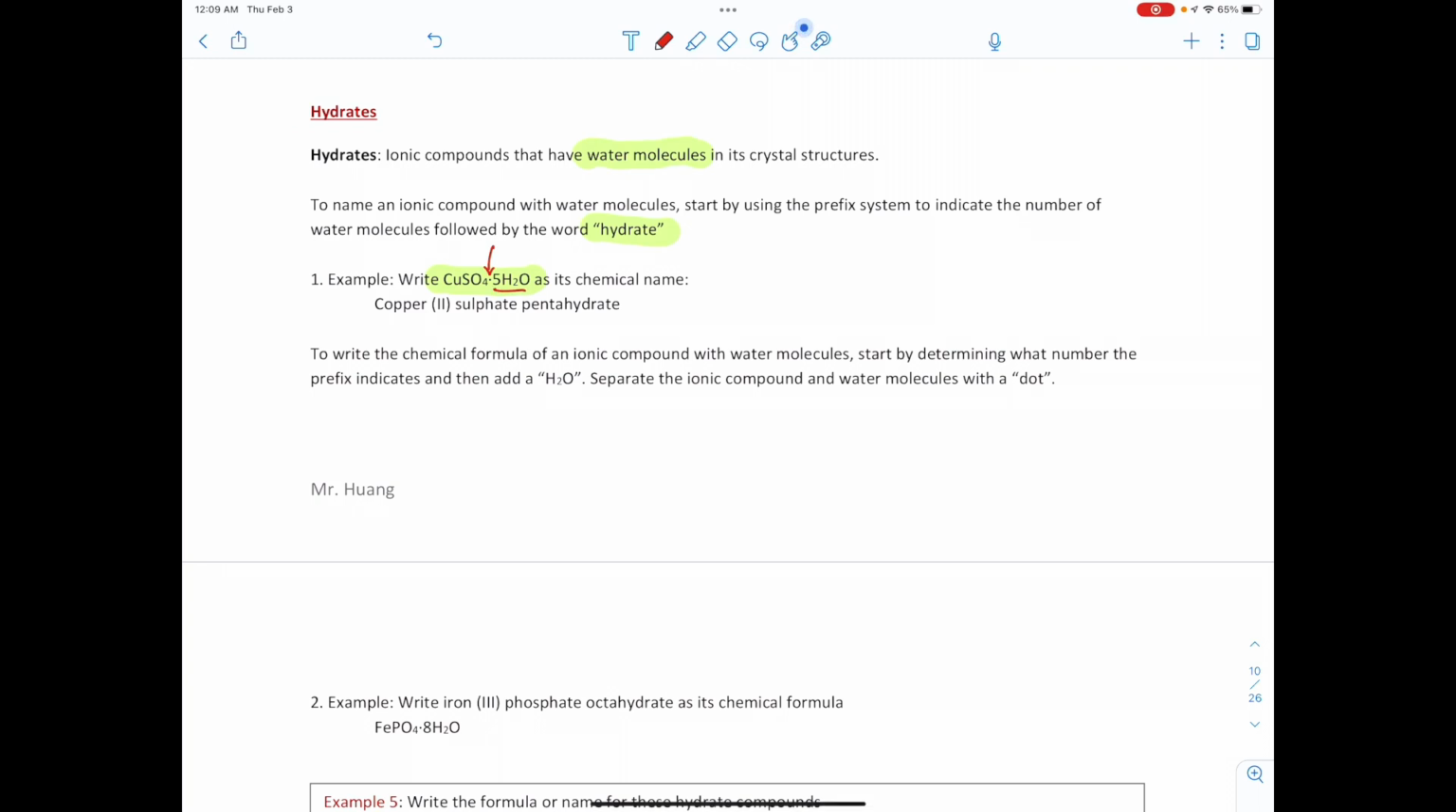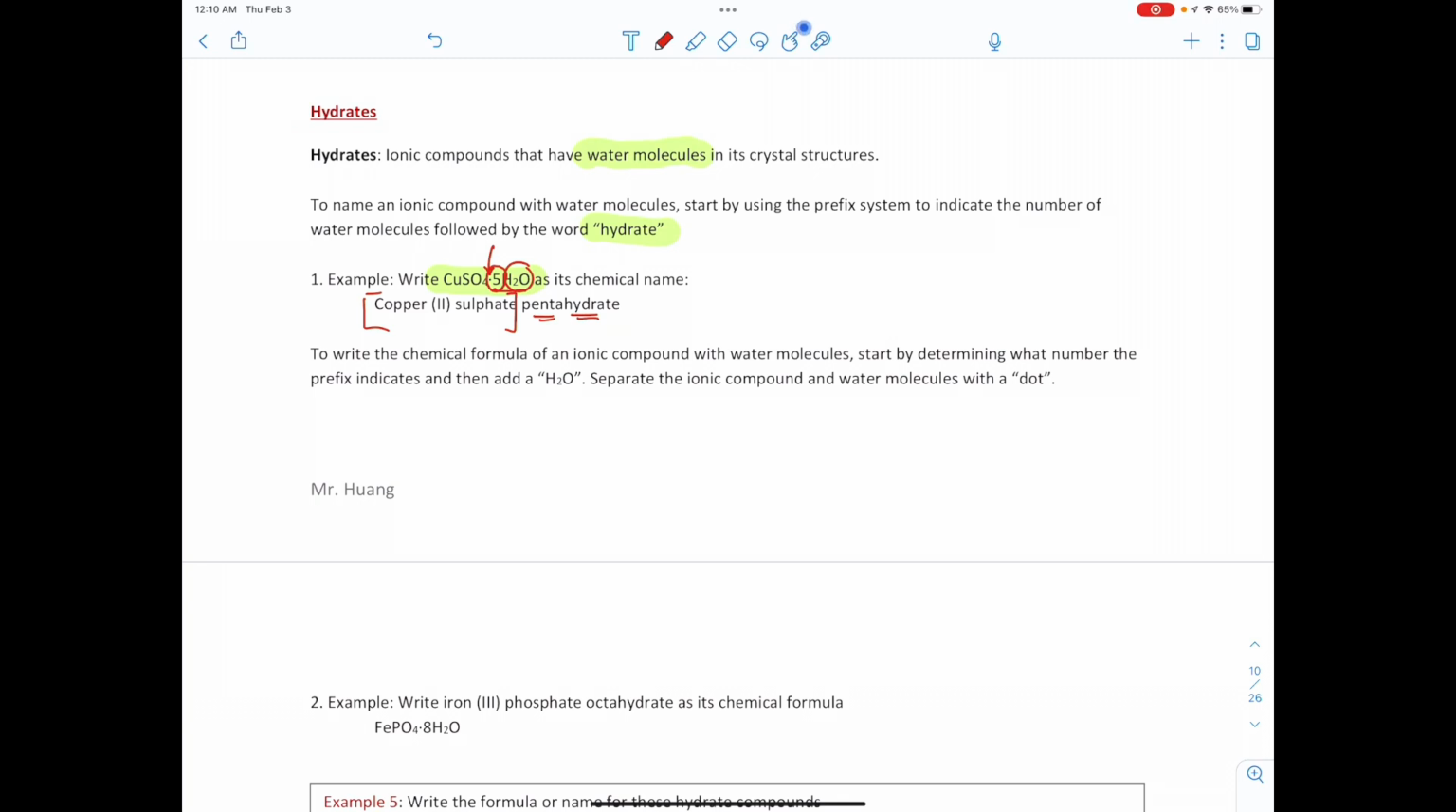CuSO4, we're going to name it normally, so that's copper 2 sulfate. This dot means that in one copper sulfate, I have 5 water molecules trapped in its crystal structure. So the 5 here is the penta, and then the H2O is the hydrate. It's quite simple. We just add in the prefix for however many water molecules we have.